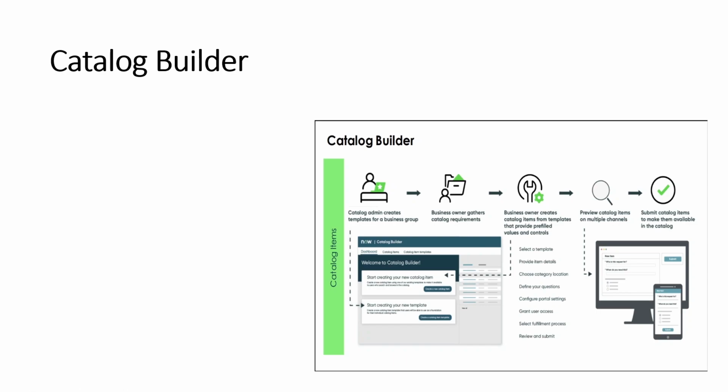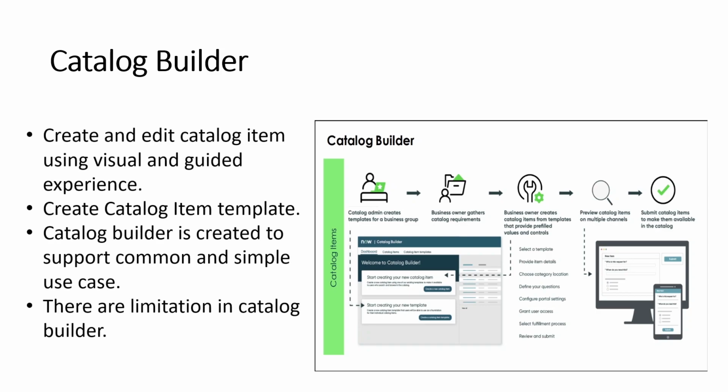Also, we will see later how we can use a few ServiceNow features with the help of ServiceNow Mobile, or Now Mobile. And finally, submit catalog items to make them available in the service catalog, so that all the people, all the users, can see it. All right, so we will see some points of catalog builder.